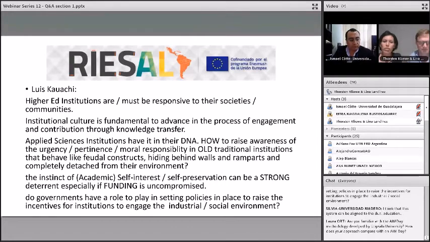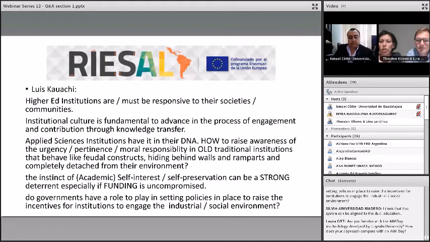So to talk about the third question, do governments have a role to play in setting policies in place? That was what I just briefly mentioned while responding to the first question. Definitely governments have a role. It's a holistic change that is happening in our societies. It comes again through the triple helix approach. So that means that we need to work together not only with businesses but also with government.